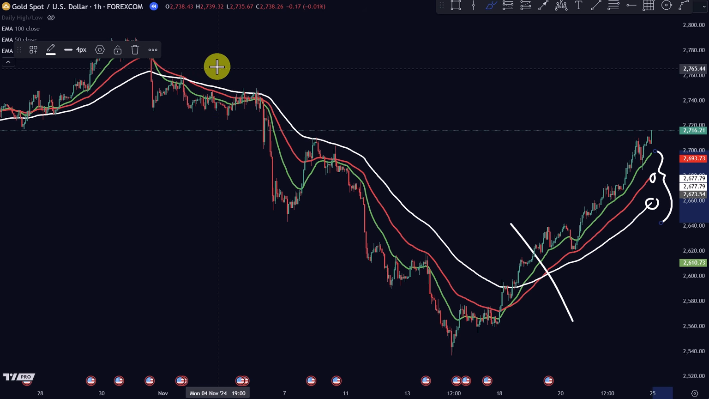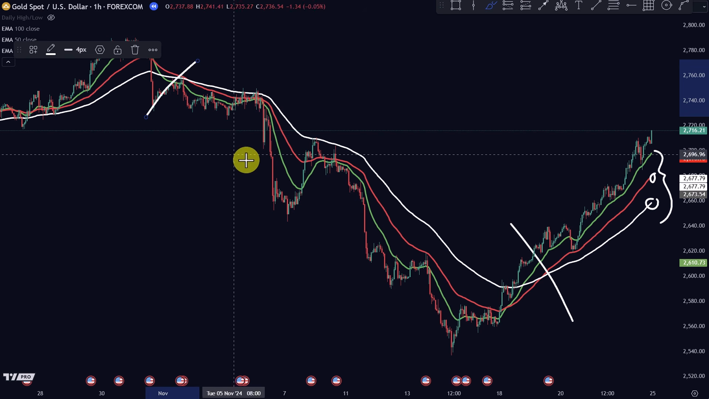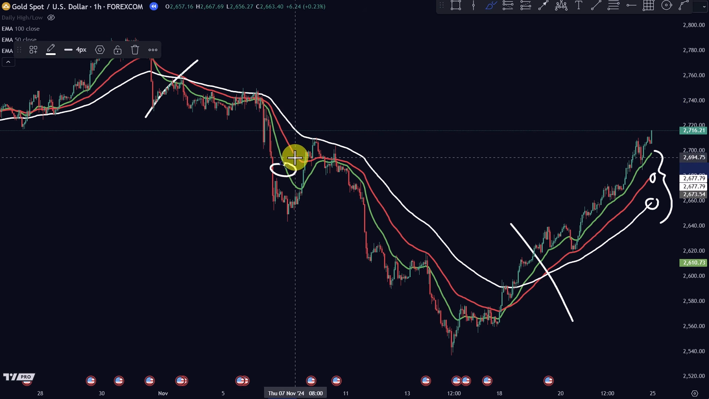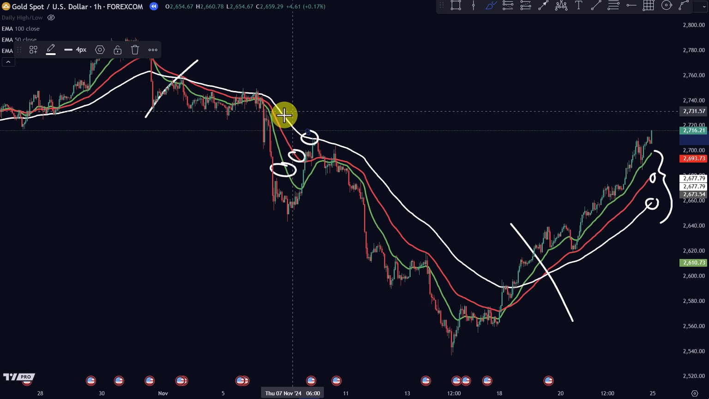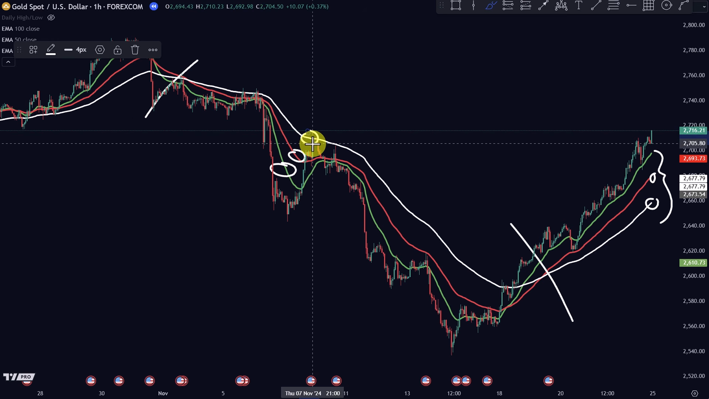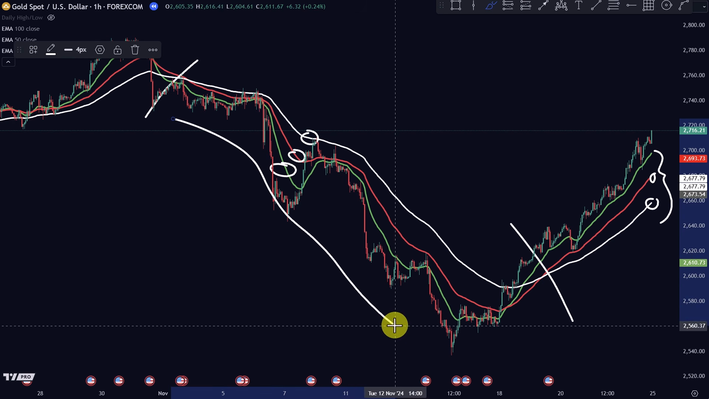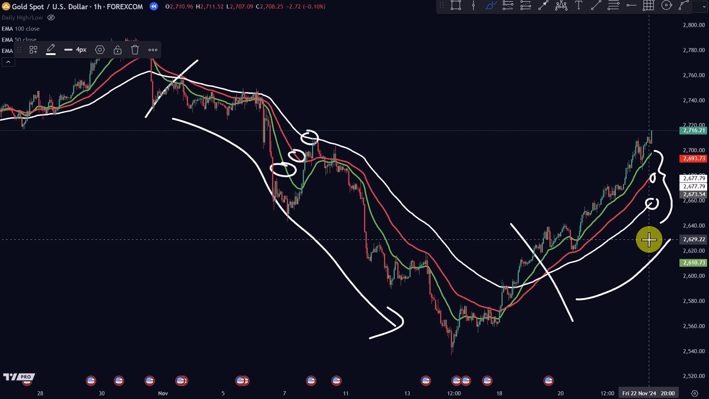Here, when we look a little bit to the left, we can see that this is reversed. We have the 21 at the bottom, then the medium 50 in the middle, and the higher 100 EMA at the top. So this is a bearish setup. Short term below the medium term, below the long term moving average. So in this area, you're looking for shorts. In this area, you're looking for longs.